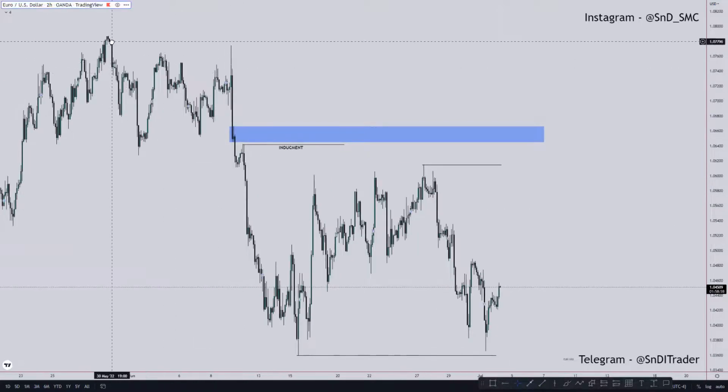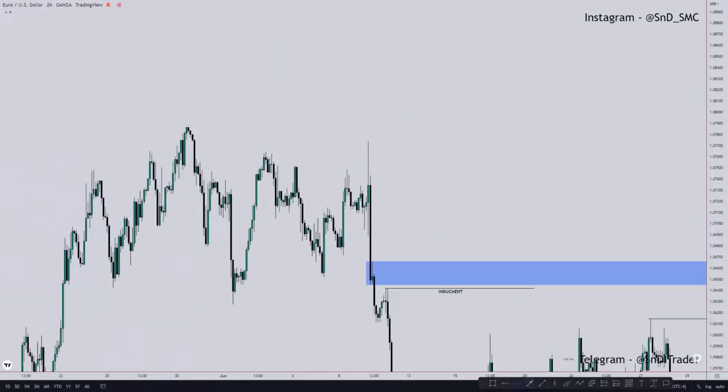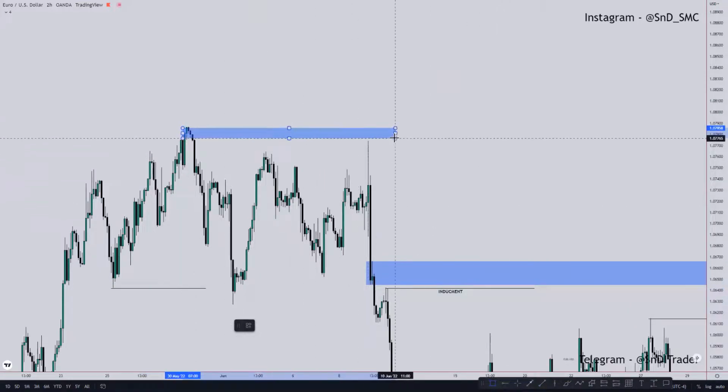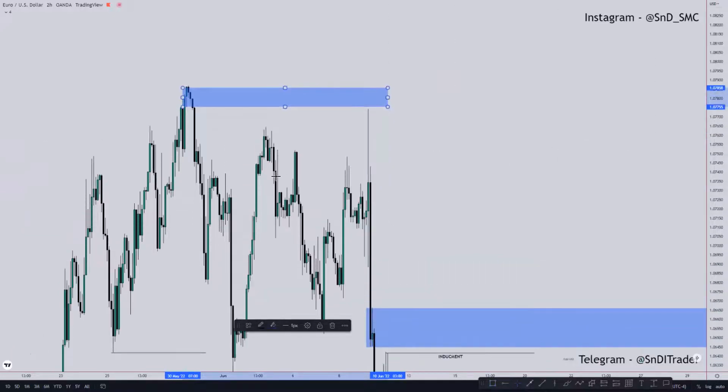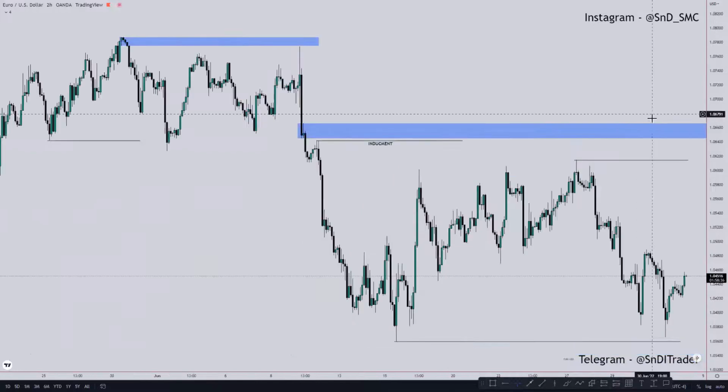But why not this one? Yes, I will select this one as well because this is the last zone which is responsible for the breaking of market structure in here, and price never filled this zone completely. As you can see here, we still have some sort of imbalance left, just a little bit of imbalance left here. So I will select this zone as well as my point of interest.